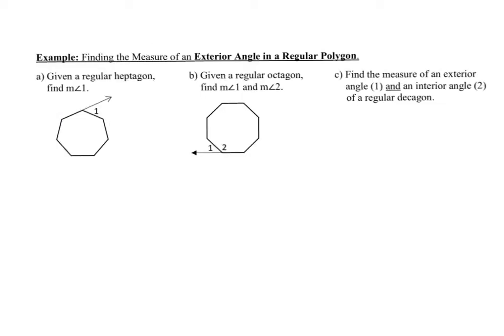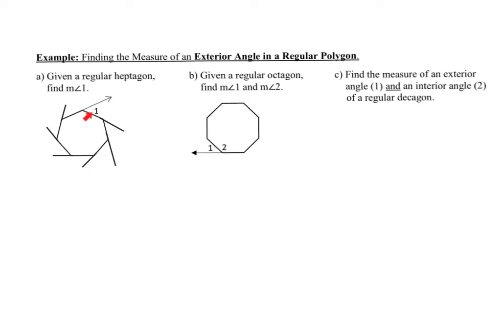Now let's look at a couple examples where we're going to find the measure of an exterior angle in a regular polygon. So the exterior angle is what you get if you were to extend the side with a ray. I could extend each side of this heptagon, and you'll see that here I have created different exterior angles. These exterior angles form a circle.